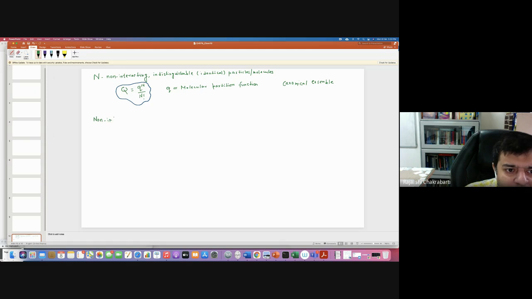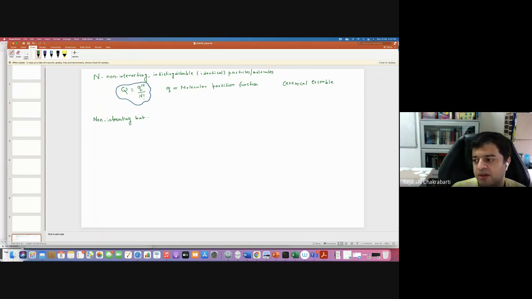So what do you mean by distinguishable? I can color them, for example. I can tag them with colors, so I can distinguish one from the other. And indistinguishable means I cannot color them differently. I have to color them the same. All are red, all are identical, all are blue. Like electrons, they're indistinguishable. All electrons are the same, identical. So you cannot distinguish. But now I'm dealing with non-interacting but distinguishable particles.